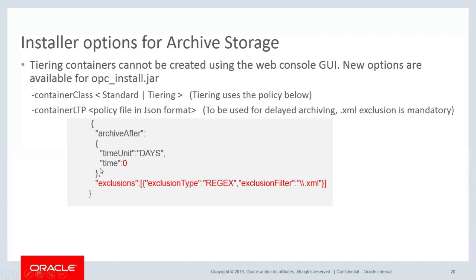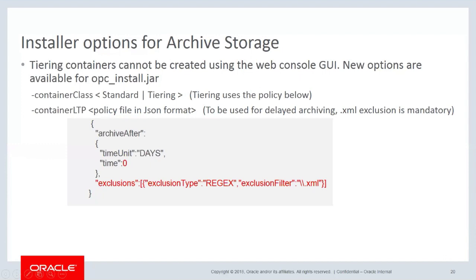Okay? If you use tiering, by default, it creates a tiering container that has this policy. You don't have to worry about this policy. A policy must be in JSON format, but you don't have to worry about it if you're fine with this 0-day archiving option. It means that it's a tiering container that will archive immediately all the data that you send to it, excluding XML files. This is something that we need to support the Arman integration, and this is also the reason why archive containers are not supported.